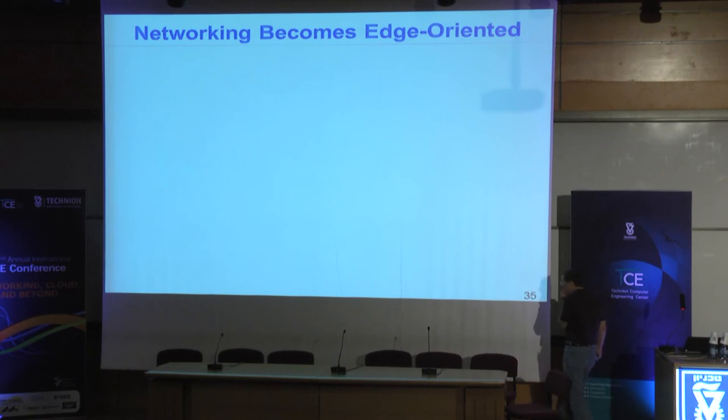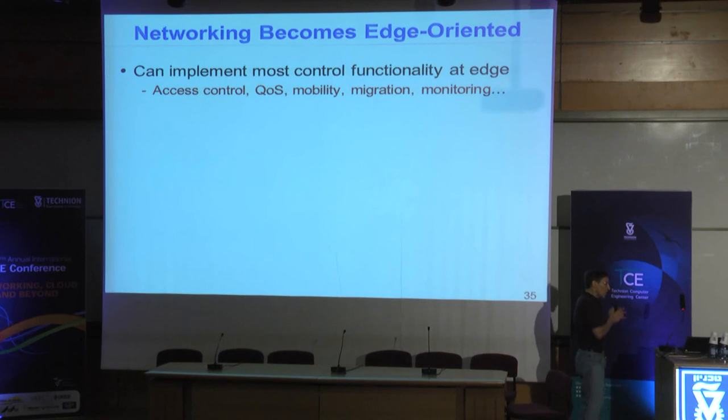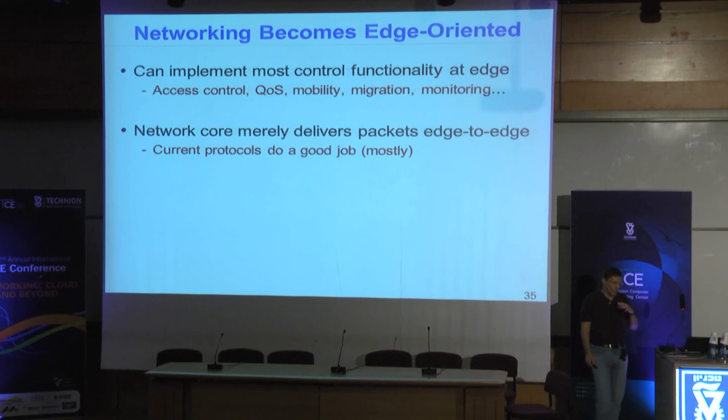The second point is that networking becomes edge-oriented. What do I mean by that? Most of the functionality people care about in networking, like access control, quality of service, mobility, migration, monitoring, and so forth, you can do at the edge. So the network core merely has to deliver packets edge to edge. Now, our current networking technologies are really good at that. We don't need to replace them. We can keep them the way they are.